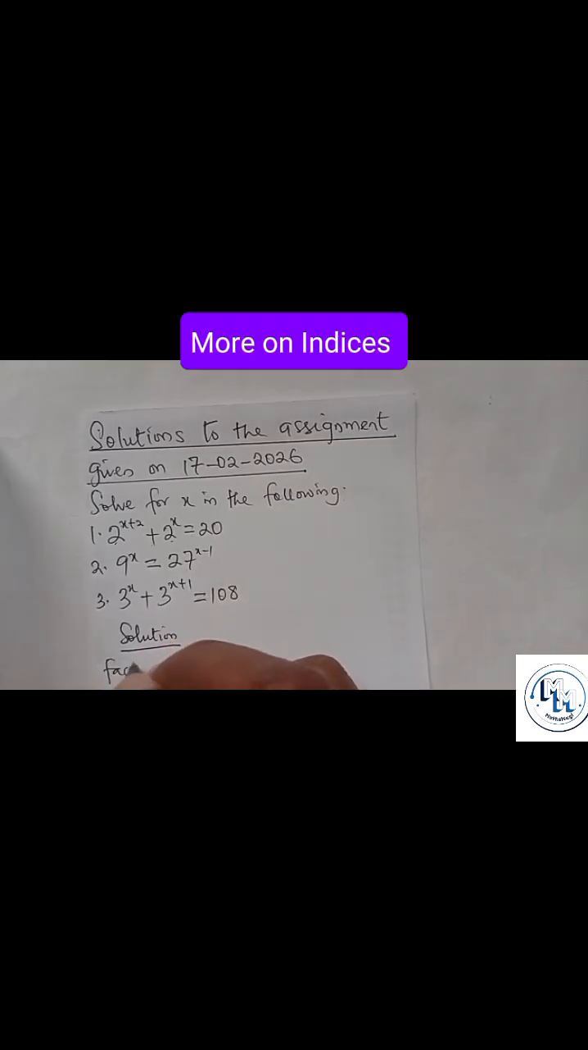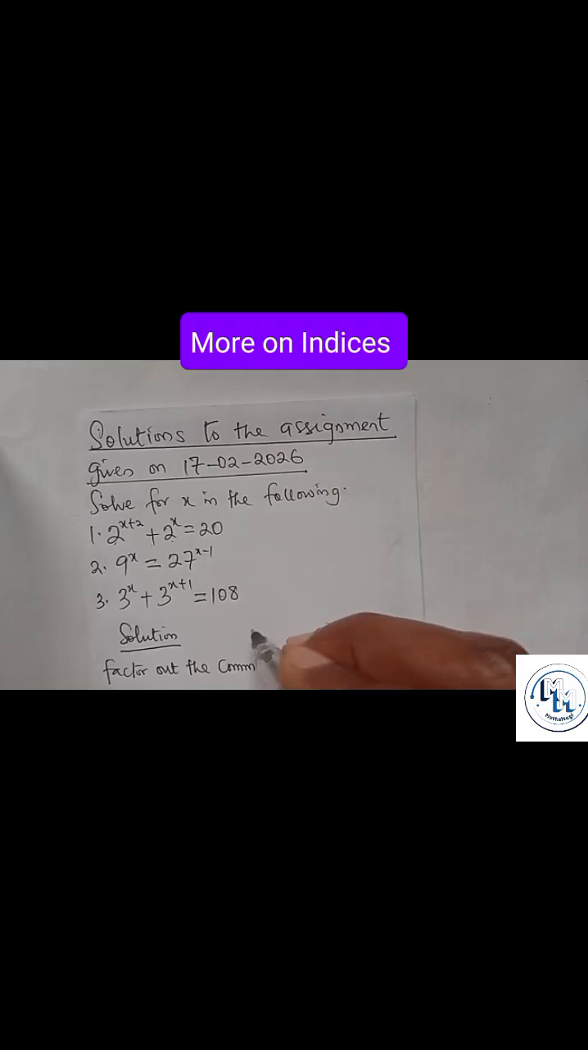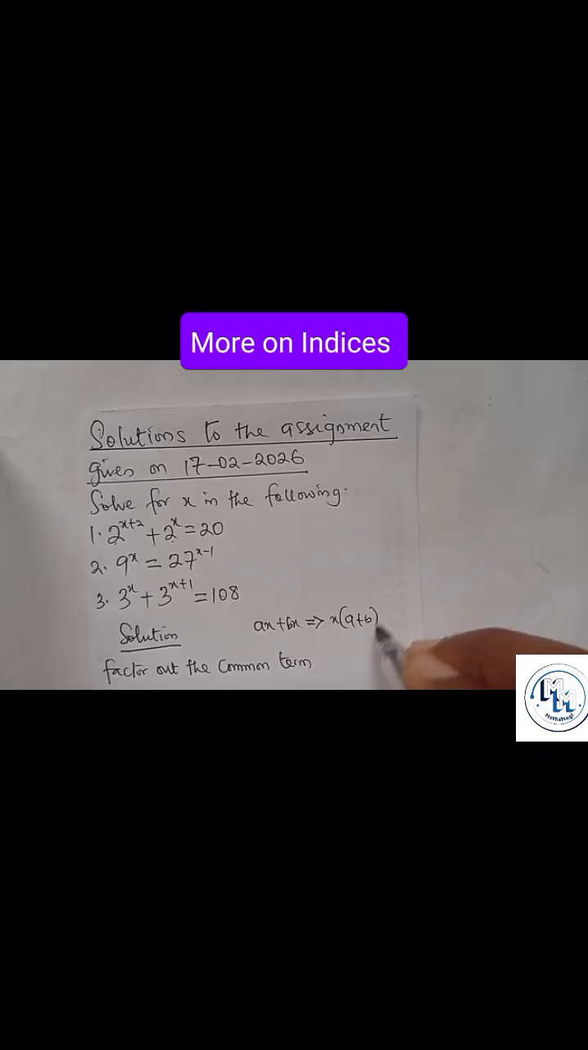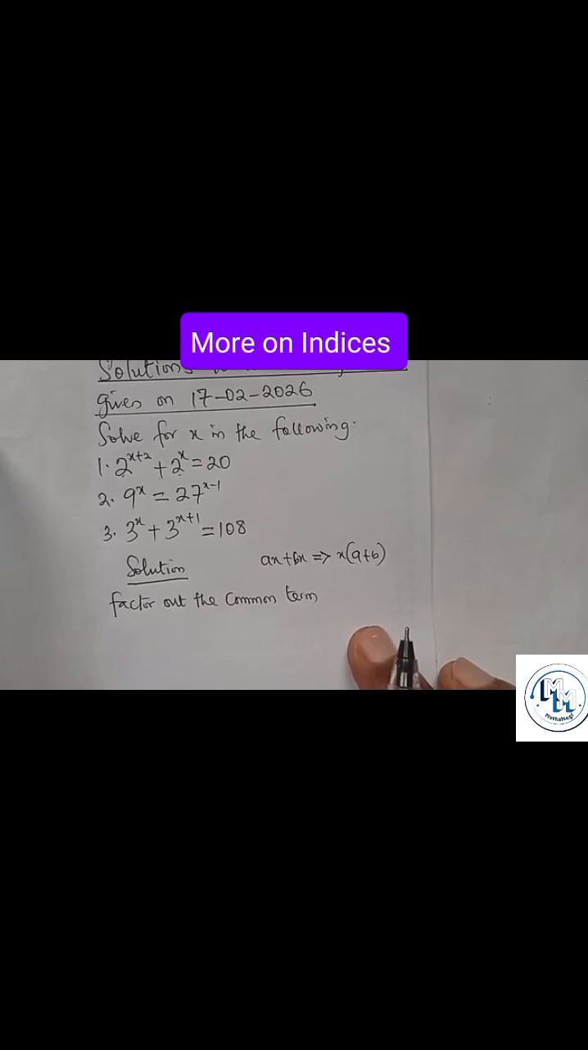Factor out the common term. Just like the normal thing we do, let me say I have something like ax plus bx. What is common here is x. So I can simply rewrite this as x into bracket a plus b. Is that okay? So at this point, let's factor out the common term.